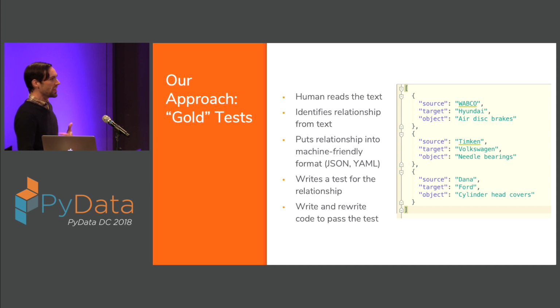Humans can read the text, figure out the relationship from it, and then put it into a machine-friendly format like JSON or YAML. And then we can write a test that's going to run our data processing pipeline and compare it to the manual test data and see if there's a match or not. So a human would write this example code on the right, and then we would load that up and run a test and compare the test output to this output.